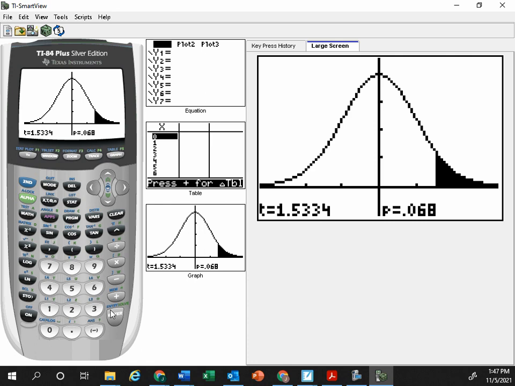And then those two numbers at the bottom there, the T and the P, you need both of those, okay? Anybody not getting 1.5334 and 0.068? Okay. My T was the same, but my P was different.